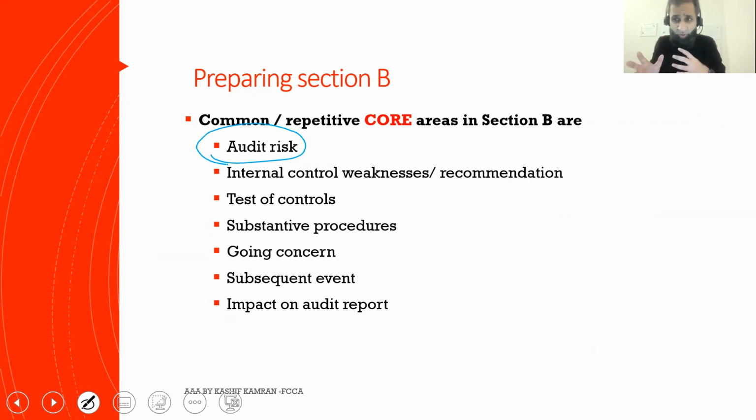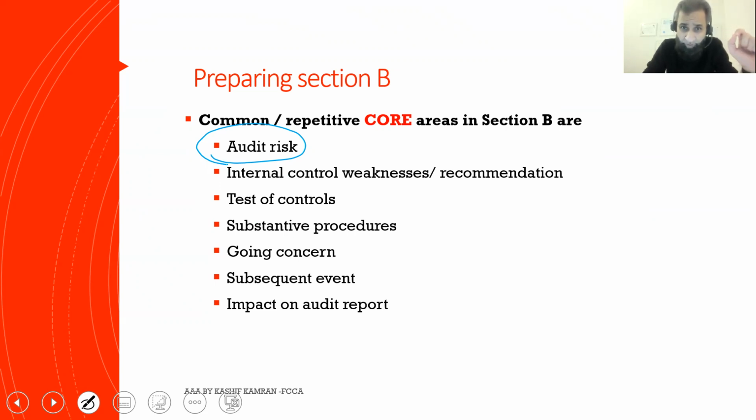Sometimes the examiner says 6 audit risk, sometimes the examiner says 8 audit risk. So audit risk is a very regular feature. Every paper you open, you get a question on audit risk, right? That's number 1. Number 2, internal control weaknesses and recommendations. You have lots of questions on internal control weaknesses and recommendations in the past papers.